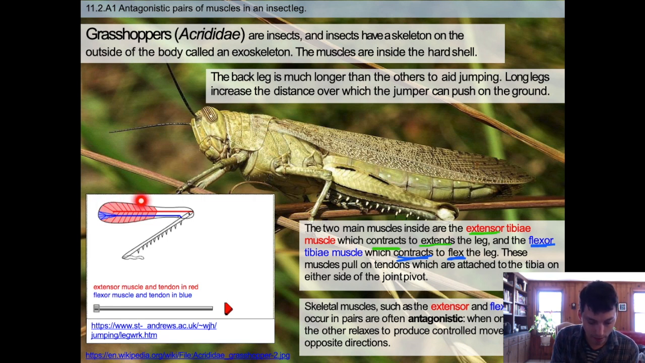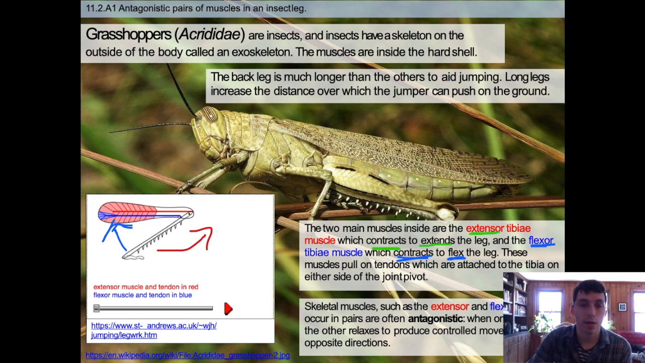So when this red muscle contracts, it is going to cause this part to straighten out. It's going to have a more obtuse angle here and eventually straighten out. That is extending the leg. Whereas if the blue one contracts, it's going to pull this closer up to that part of the leg, and it is going to flex.